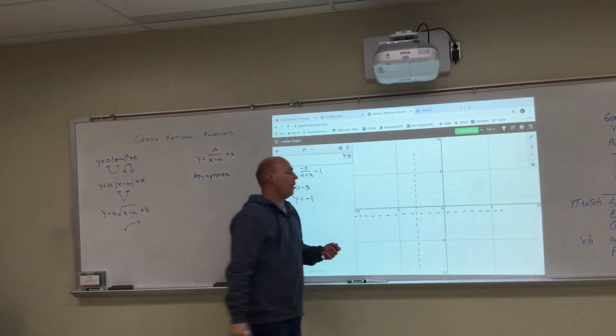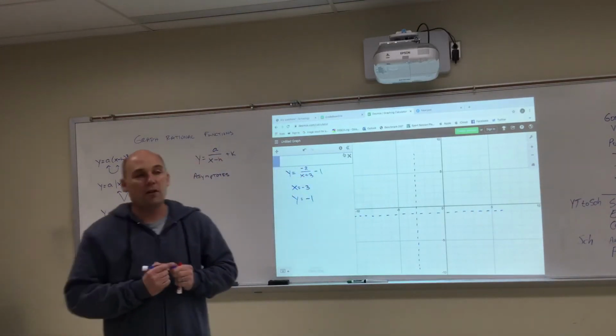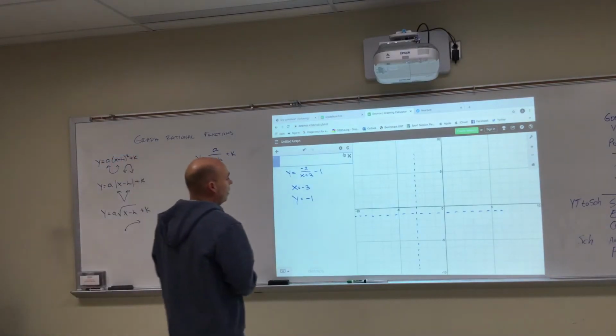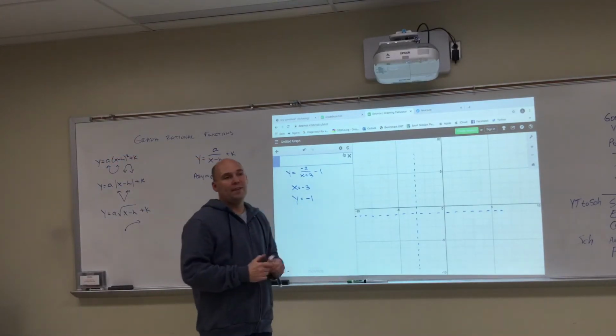And what I've done there is draw invisible barriers of where my graphs cannot cross. They can get really, really close to those lines, but they cannot touch the lines.